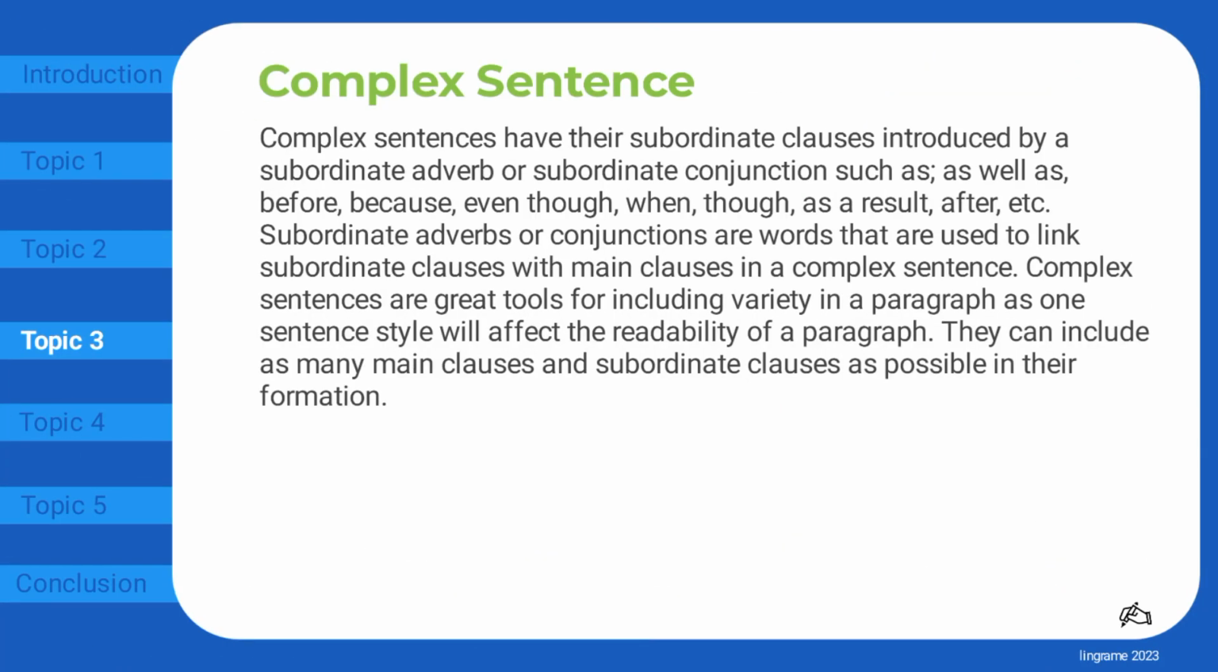Complex sentences have their subordinate clauses introduced by a subordinate adverb or subordinate conjunction such as as well as, before, because, even though, when, though, as a result, after, etc. Subordinate adverbs or conjunctions are words that are used to link subordinate clauses with main clauses in a complex sentence. Complex sentences are great tools for including variety in a paragraph, as one sentence style will affect the readability of a paragraph. They can include as many main clauses and subordinate clauses as possible in their formation.